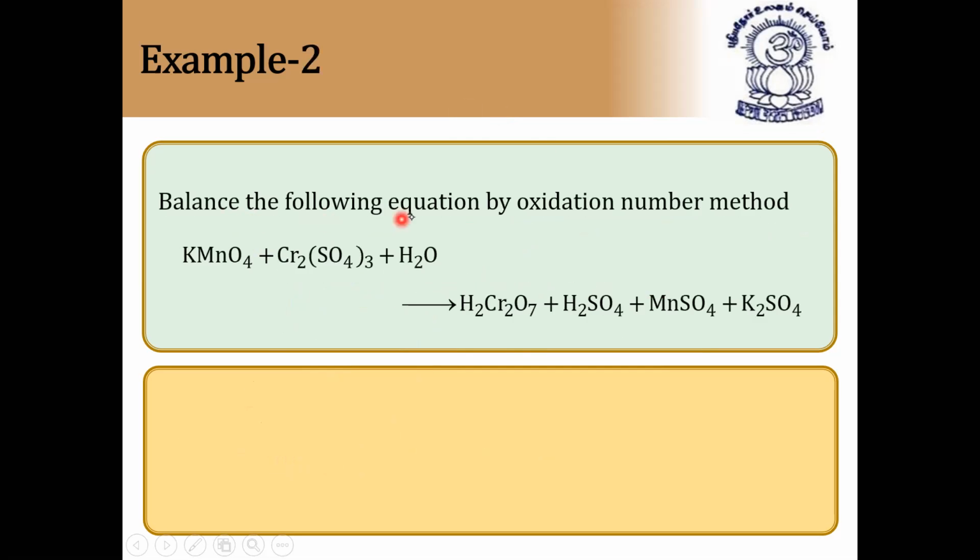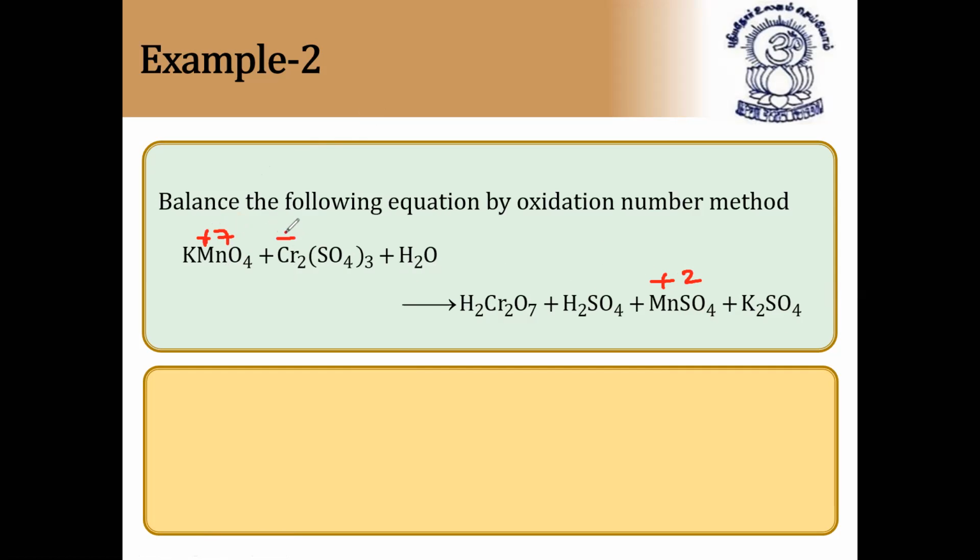second example. Balance the following equation by oxidation number method. This is potassium permanganate, which combines with chromium sulfate along with water. It forms potassium dichromate, H2SO4, manganese sulfate plus potassium sulfate. So identify the one which is undergoing change in oxidation state. That is manganese +7. This is neutral medium. So it is changing to manganese +2. So it changes from +7 to +2.